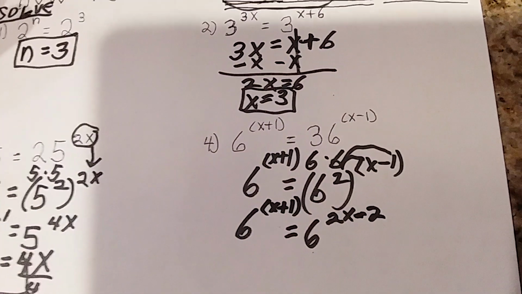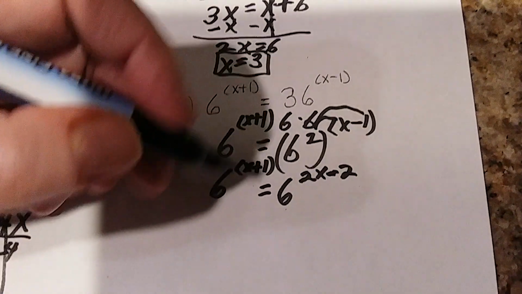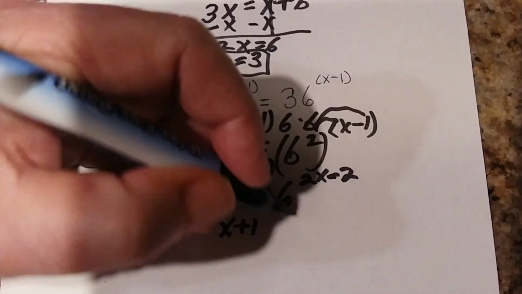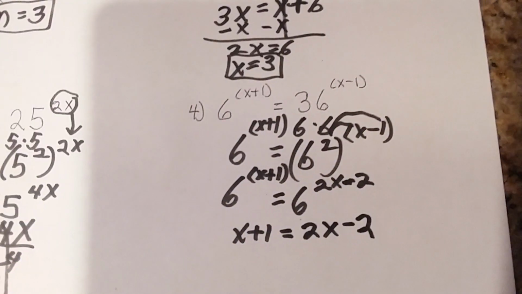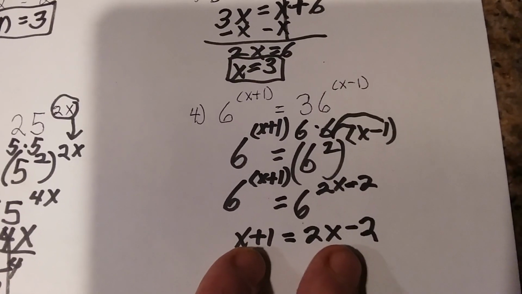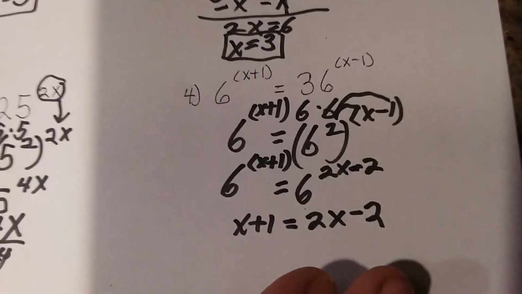And now we're all ready to do the problem. Since the bases are equal, the exponents are equal. So x plus 1 equals 2x minus 2. Okay, now this is a problem that I'm sure you've seen in high school where you get variables to one side and numbers to the other side.